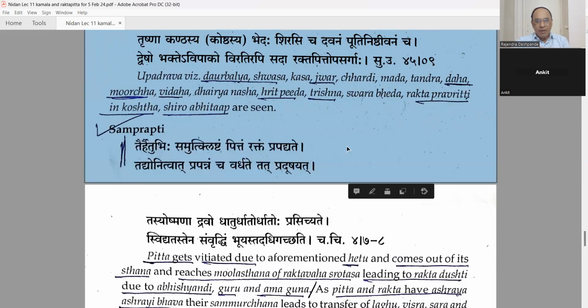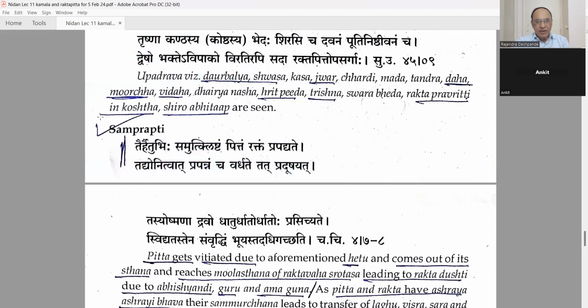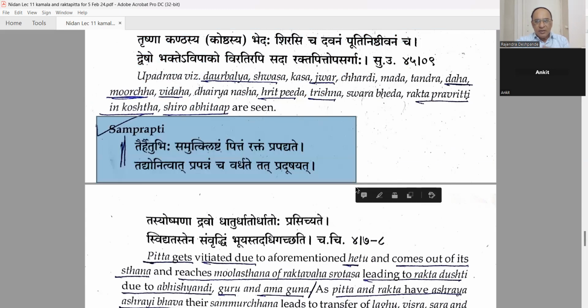Next is a Samprapti. If you can remember, it is very good. Pathogenesis. Try to remember. This is easy shloka. Tair hetu bihi samutklishtam. Because of the causes, samutklishtam pittam. Pitta prakop. Raktam apadyate. Raktam prapadyate. Tadyo nitvat prapannam cha vardhate tat pradushiyat. It will increase the quality and quantity of Rakta Dhatu in a pathological way, and it will also Dushit Rakta because of the Pitta. And Pitta is disturbed because of the Pitta Prakopak Ahar Vihar.